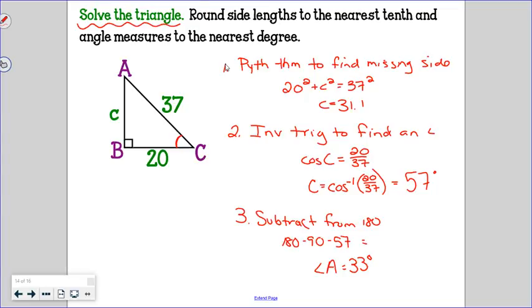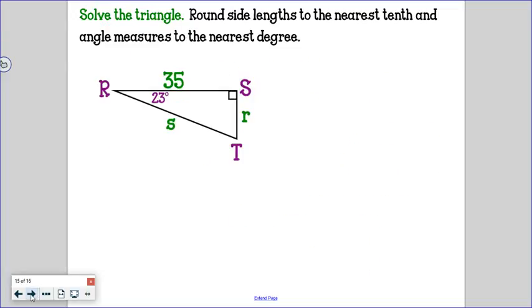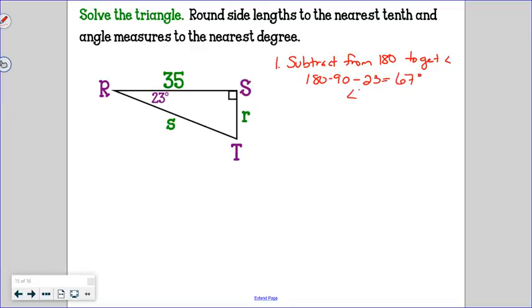Second option, they give us, and I can go back to this so you guys can take a picture or finish notes or whatever. There it is. They give us one angle, the right angle, and one side. If that's the case, you start with that whole 180 thing. So subtract from 180 to get your angle. So 180 minus 90 minus 23 equals what? 67 degrees, angle T. And then we have to use trig to find our missing sides.